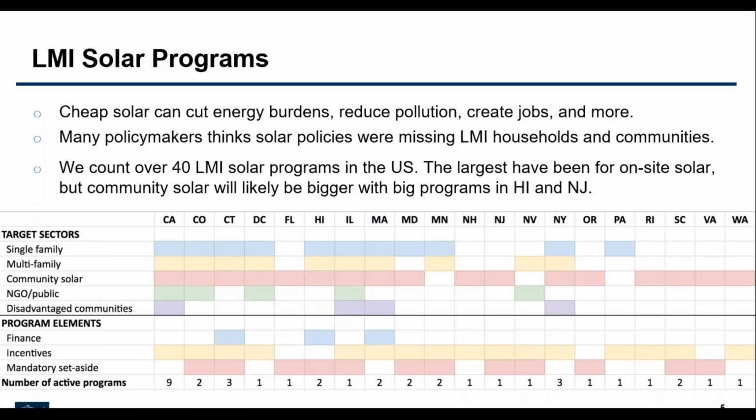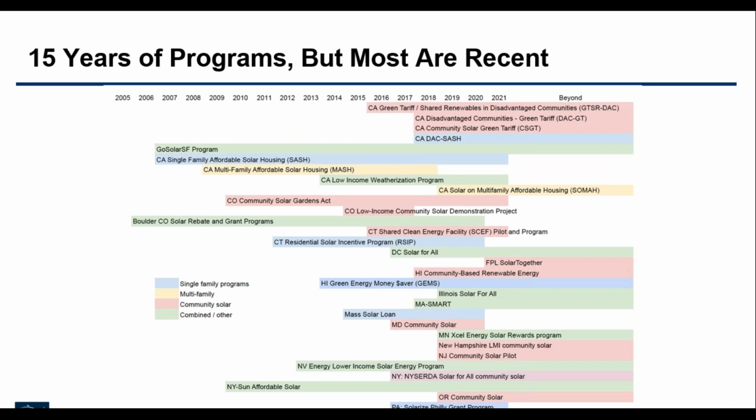These programs, as I said, we count over 40 programs active in the US right now. The largest and longest running have been for on-site, rooftop solar systems, customer sited. But in recent years, community solar has been really taking off. Actually, this timeline shows that a little better. Community solar programs have been expanding in a number of states, and they're also scaling more quickly. I think we're going to see some very large community solar installations in places like New Jersey and Hawaii in the next year. Other states like Minnesota have been leaders in community solar, although not specifically for low-income households. The longest running programs have been on-site programs like the California SASH and MASH programs, and even city programs in San Francisco and Boulder and elsewhere.